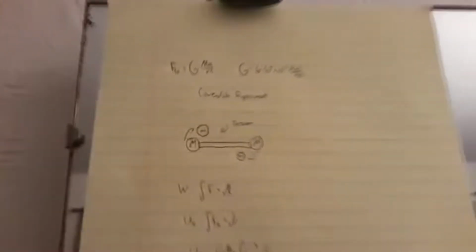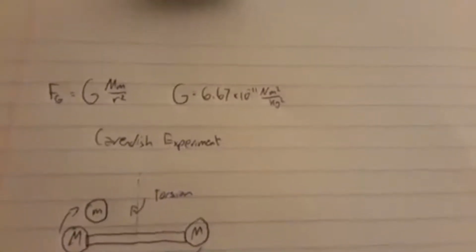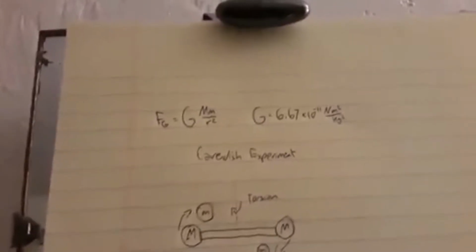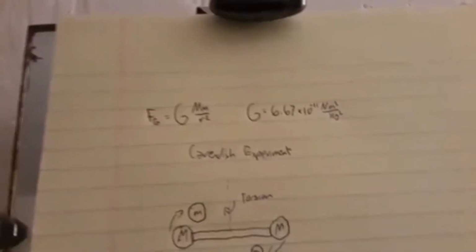So the first equation we have at the top is the force of gravity is equal to big G, big M times small m all over r squared, with big G being 6.67 times 10 to the negative 11th Newton meter squared over kilogram squared. What this equation is essentially saying is that if you have two masses a set length r apart, they will feel the force of gravity as such.